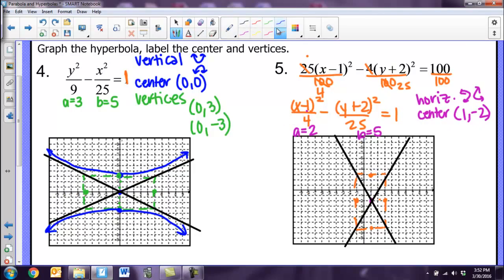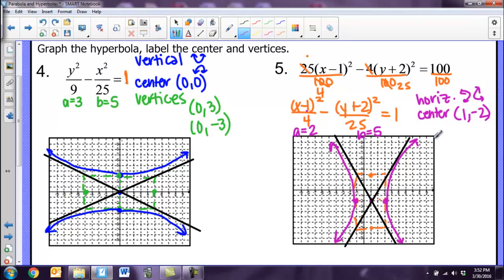And then the last thing I have to do is go ahead and draw my branches in. And so when I draw my branches, again, this is a horizontal. So you're going to take these parts of your rectangle and then try to follow your asymptotes out. Oh, see, I'm much better at drawing it horizontally, apparently.